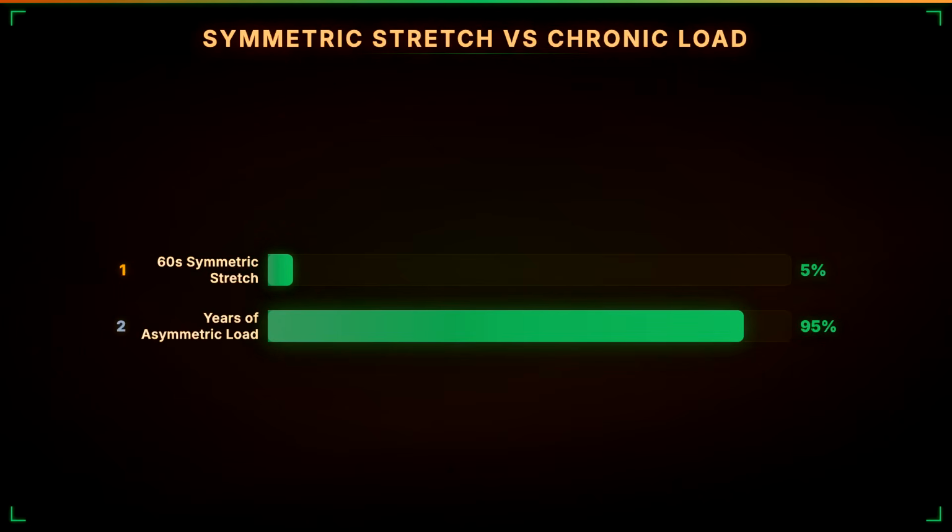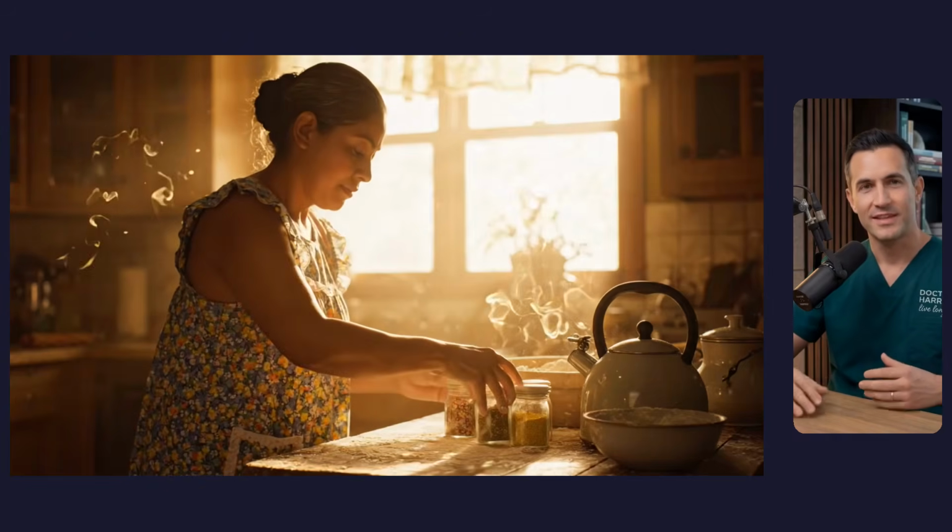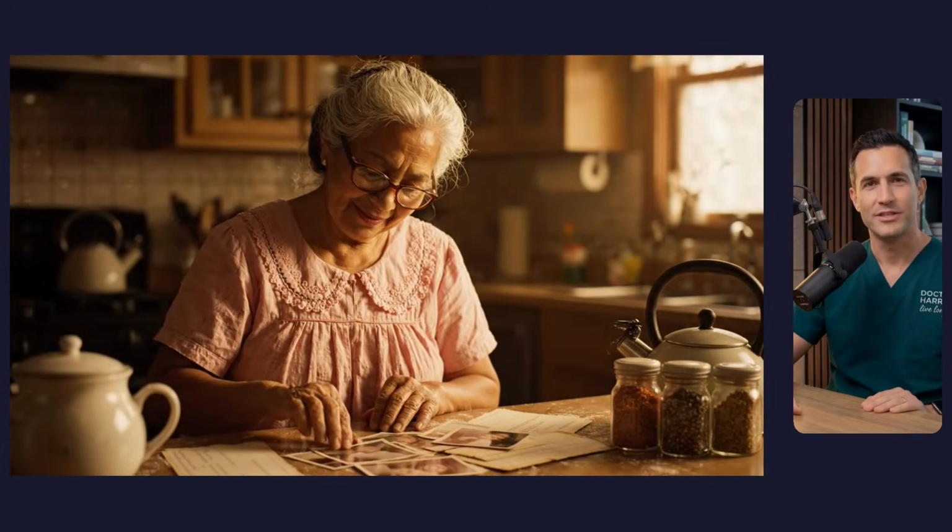You would need to load it asymmetrically, chronically, for years, the same way the original restriction was created, to produce a new one. 60 seconds of symmetric bilateral stretching is not a chronic asymmetric load. It's the opposite of the thing that caused the problem in the first place.